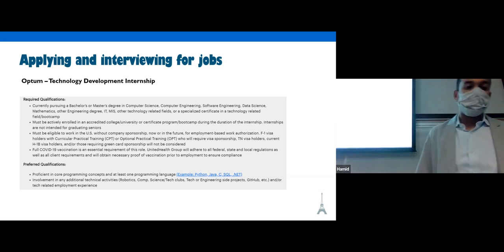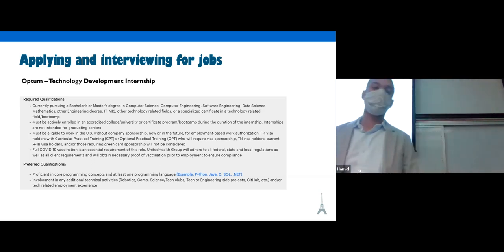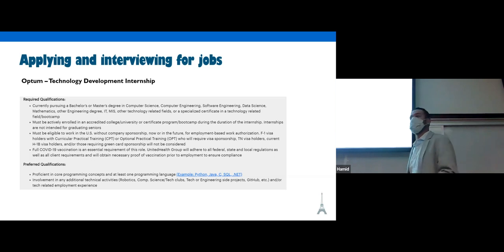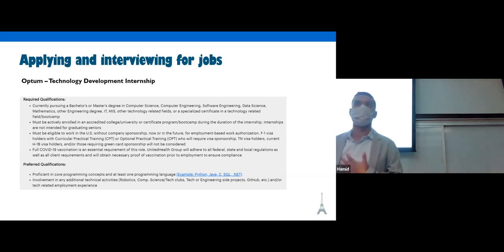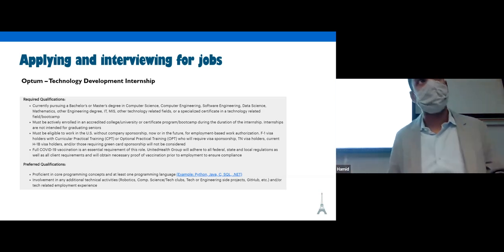They really prefer proficiency in core programming concepts in at least one programming language like Python, Java, C, SQL, .NET. Optum is a massive company. It's owned by United Health Group. This is the company that I work for. And as a result, they get a lot of applications.